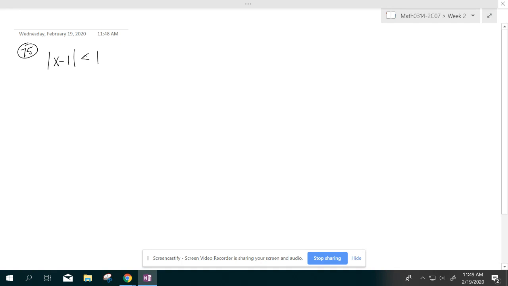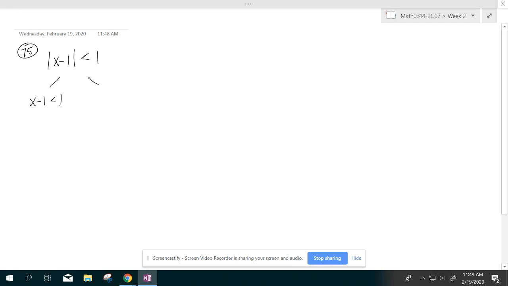So is there positive stuff that is less than 1? Yes. There's some positive stuff less than 1. What about a half? A half is less than 1 and it's positive. What about a fourth? A sixth? A tenth? Do you see what I'm saying? There's a lot of positive stuff less than 1. This is true, and so we're going to split it in two.